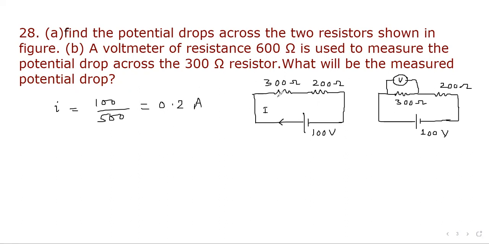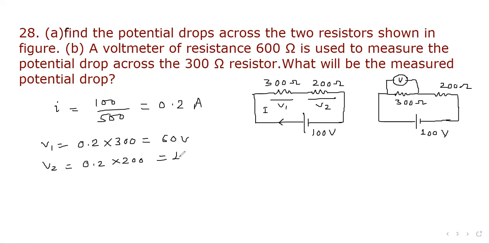Now when this current passes through it, suppose this is V1 and here it is V2. So V1 will be I times R1. So I is 0.2 into 300, so this will give 60 volt. And V2 will be I times R2, that is 0.2 into 200. This will give 40 volt.